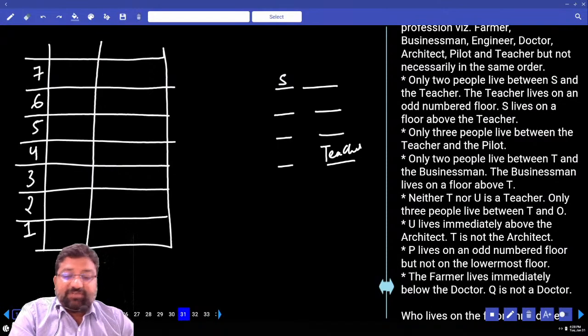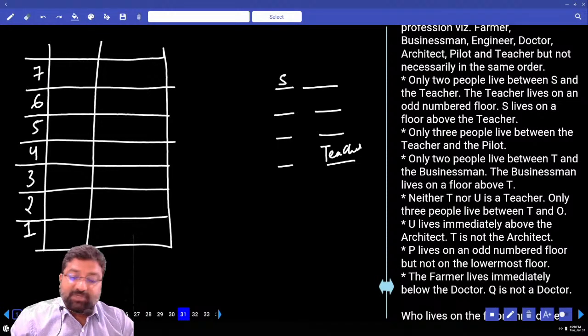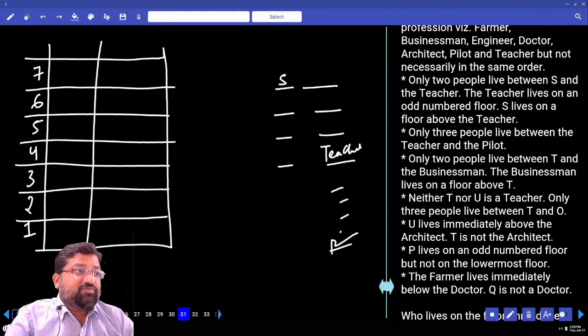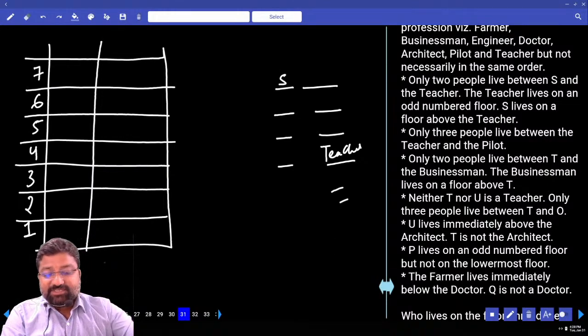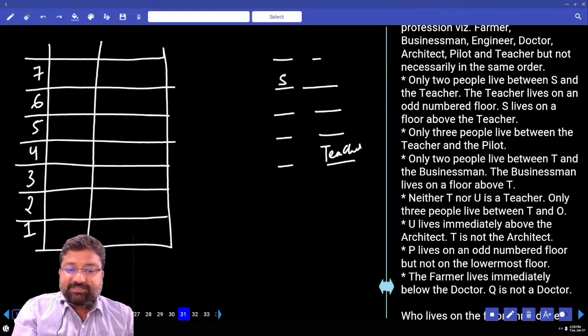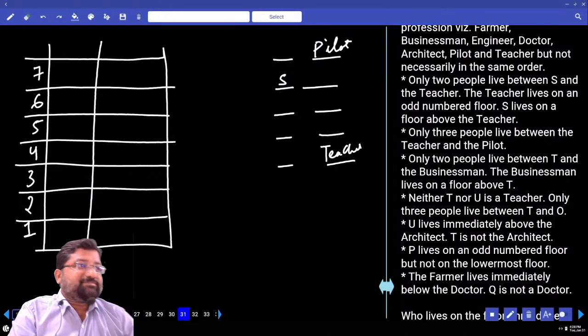If 3 people are living between teacher and pilot, and I take them below teacher, 1, 2, 3, next pilot, how many floors are we getting? 4 floors. Earlier 4, now 4, it will become how many floors? 8 floors, but we have possibility for only 7 floors. Surely this is where I have to go for pilot. Next is what?